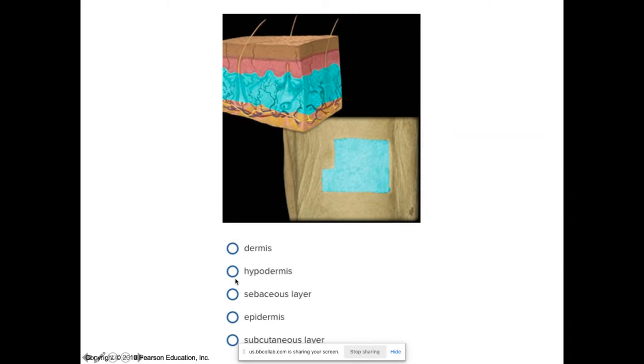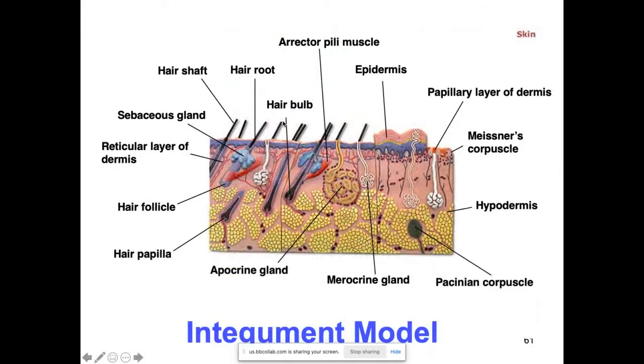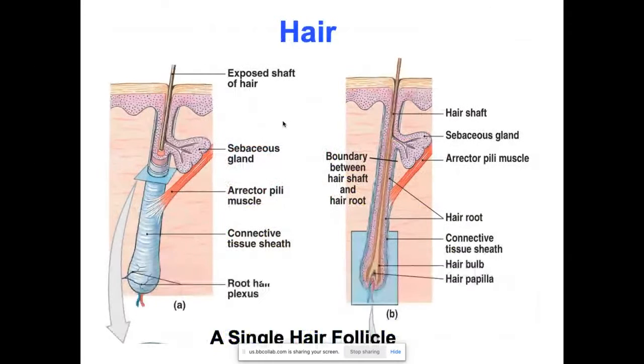Subcutaneous layer is the same thing as the hypodermis, so they're trying to trick you there. Hypodermis and subcutaneous are the same thing. Okay, in terms of the hair follicle, here's the erector pili. Here is the exposed shaft of the hair. Here is the sebaceous gland.